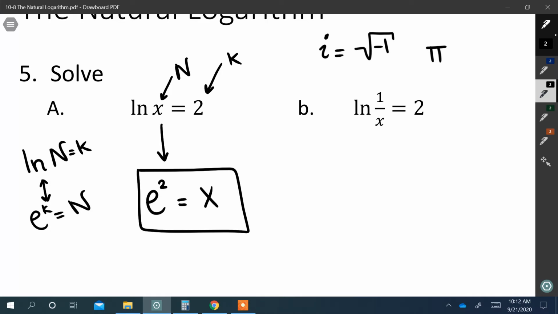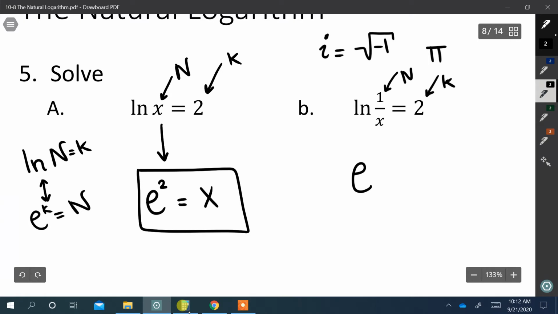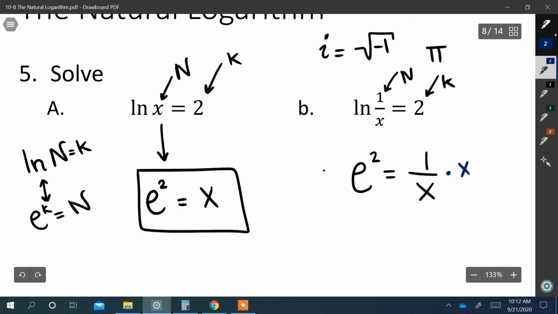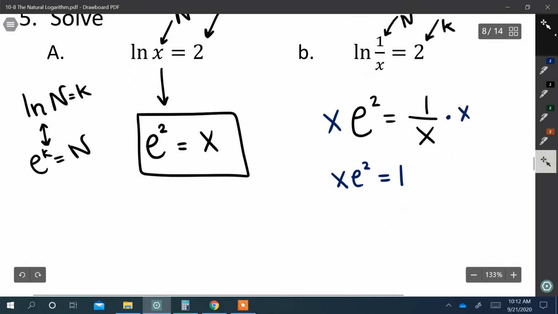All right, let's do this one here. Once again, this right here will be your n, and this right here will be your k. So then we have e, the k is 2, and then 1 over x is that. What you could do on this one is multiply both sides times x, and then you get x e to the second is equal to 1. And then just to finalize it, x is equal to 1 over e to the second.